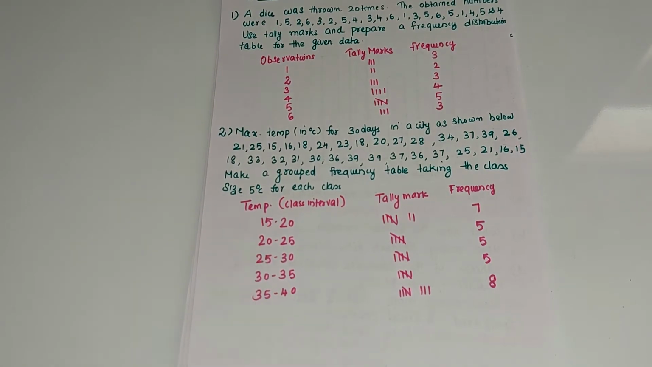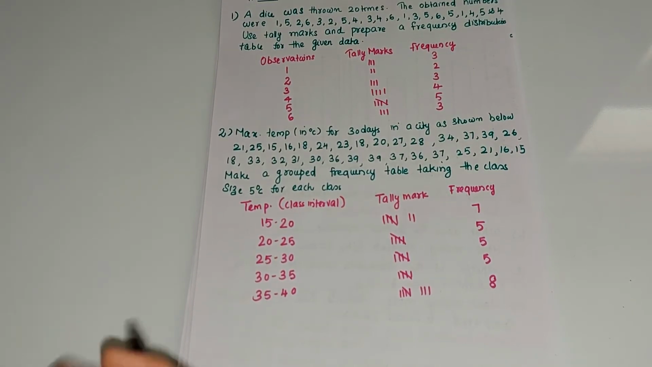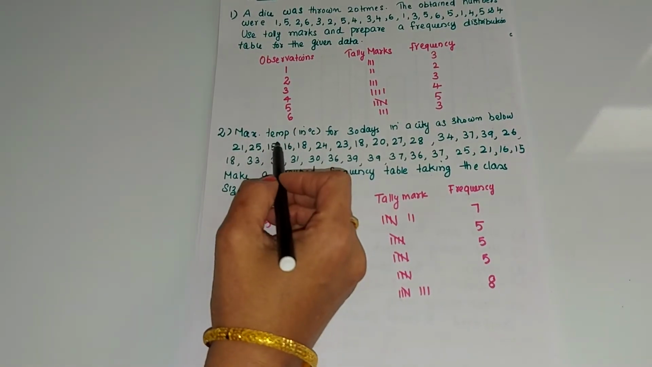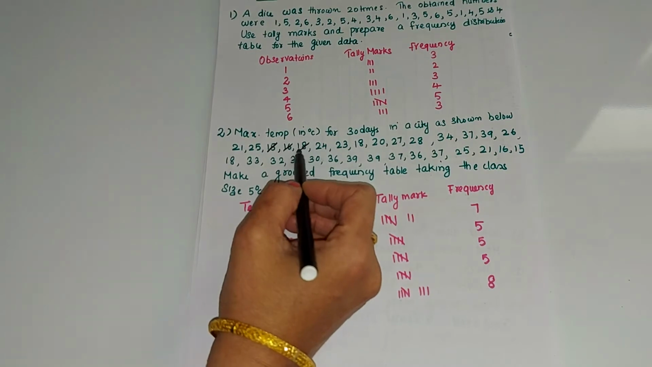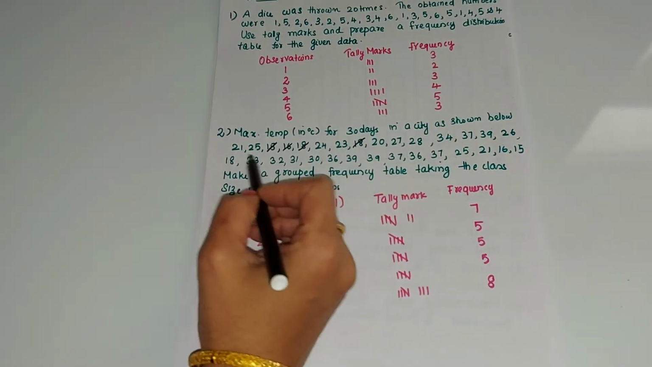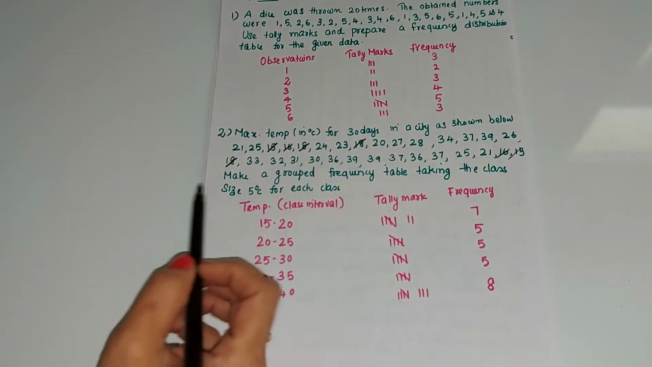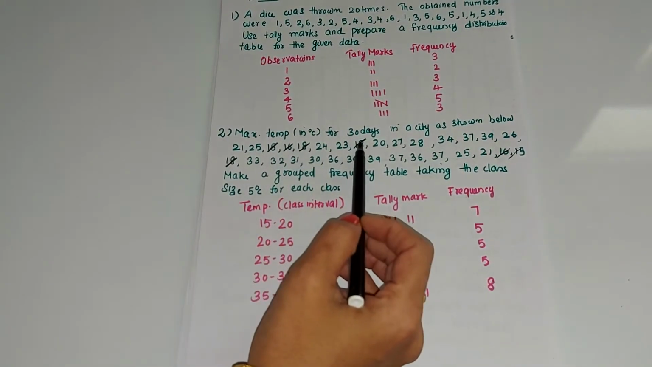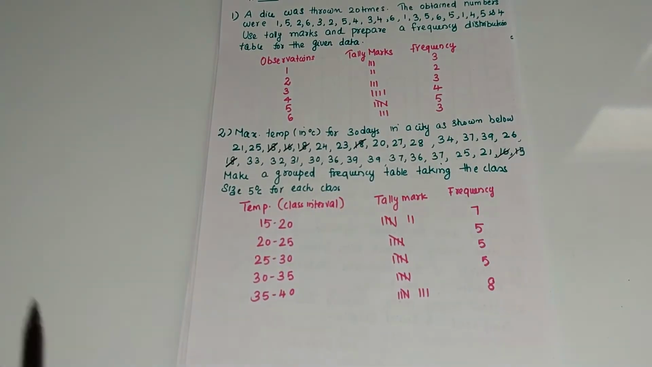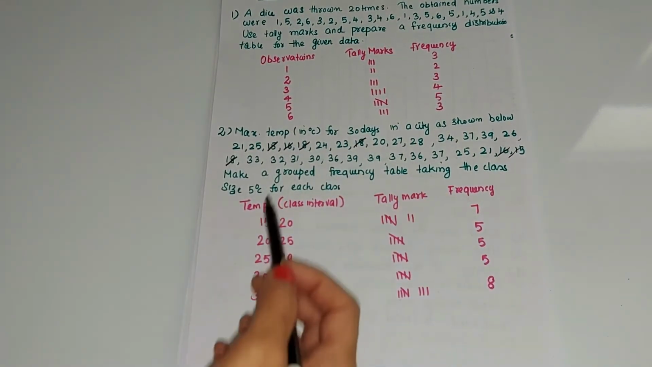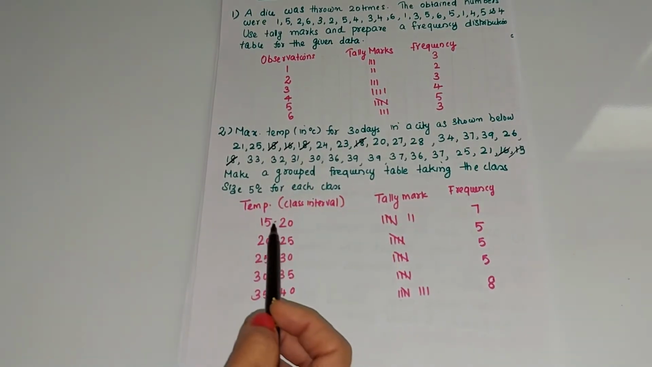So 15 to 20, you check 15 to 20. I will give one easy way to write the tally marks like that. 15 to 20, you check 15. So here 15, 16, 18 and 18, and here 18, here 16 and 15. So how many are there? 1, 2, 3, 4, 5, 6, 7. 7 values are lying between 15 and 20.